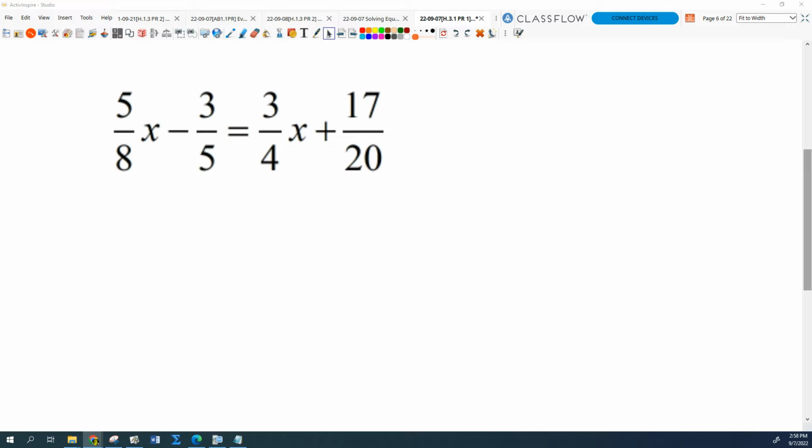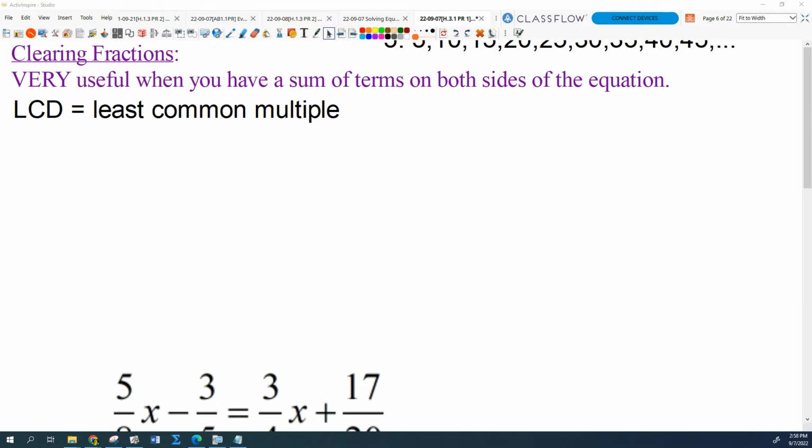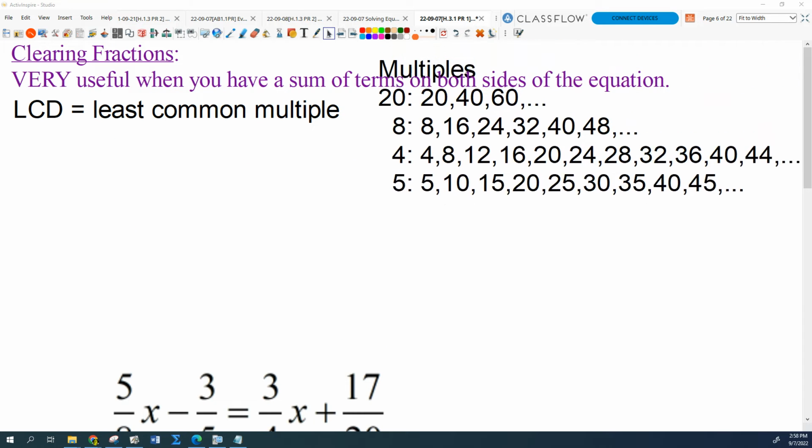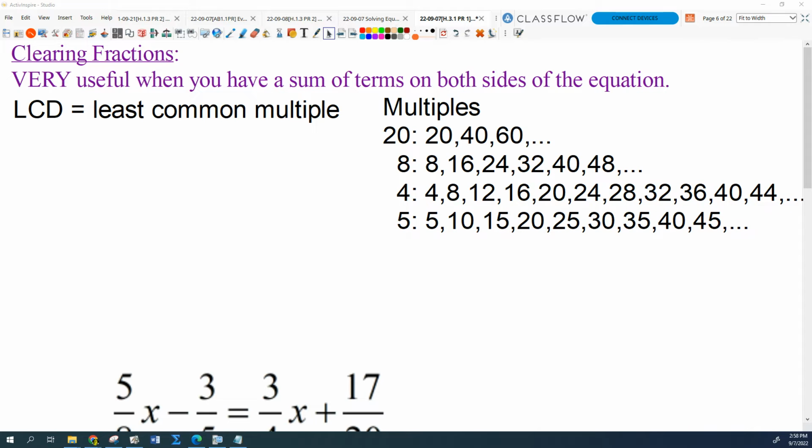So a lot of times number sense just kicks in and you get it. But what if these were really big numbers, really ugly numbers? There is a little bit of technique here. I want you to notice something. If we look at the list of multiples of each of those different denominators, they're the multiples of 20, multiples of 8, multiples of 4, and multiples of 5.